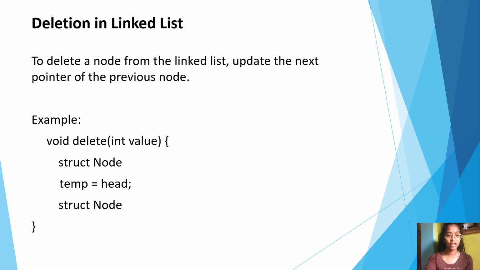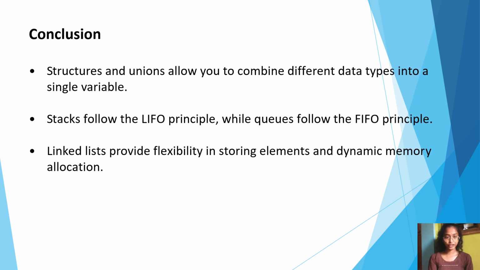Finally, I conclude that structures and unions allow you to combine different data types into a single variable. Stack follows the last in first out principle while the queue follows the first in first out principle. Linked list provides flexibility in storing elements and dynamic memory allocation.